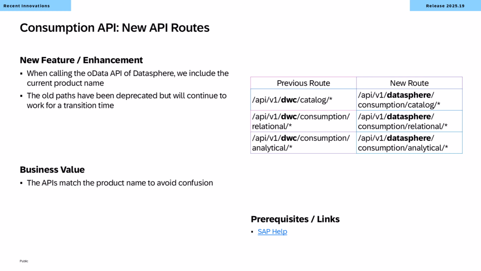Hello, Fenya here. As some of you might have noticed, in our OData API routes, we still use the abbreviation DWC, so Data Warehouse Cloud, which is the old product name. And we have now transitioned to having our API routes using Datasphere, which is the current product name. So what will happen is that our API routes to the catalog, to the relational consumption and the analytical consumption now have 3 new routes that all include the Datasphere product name.